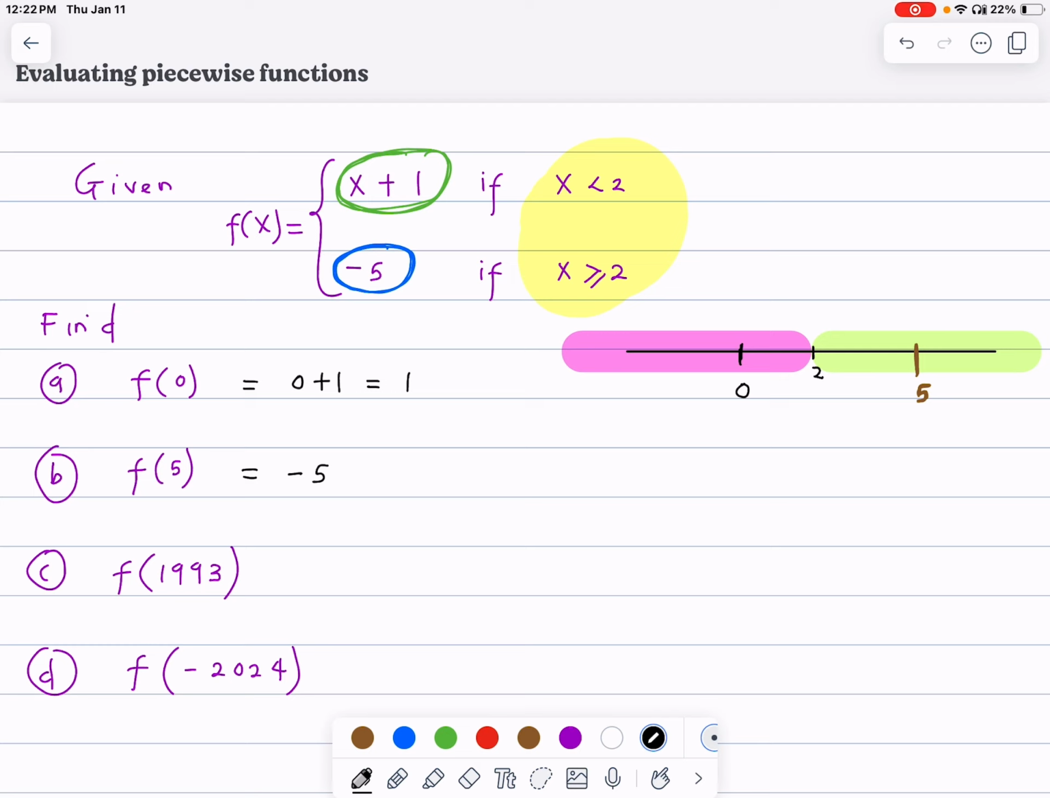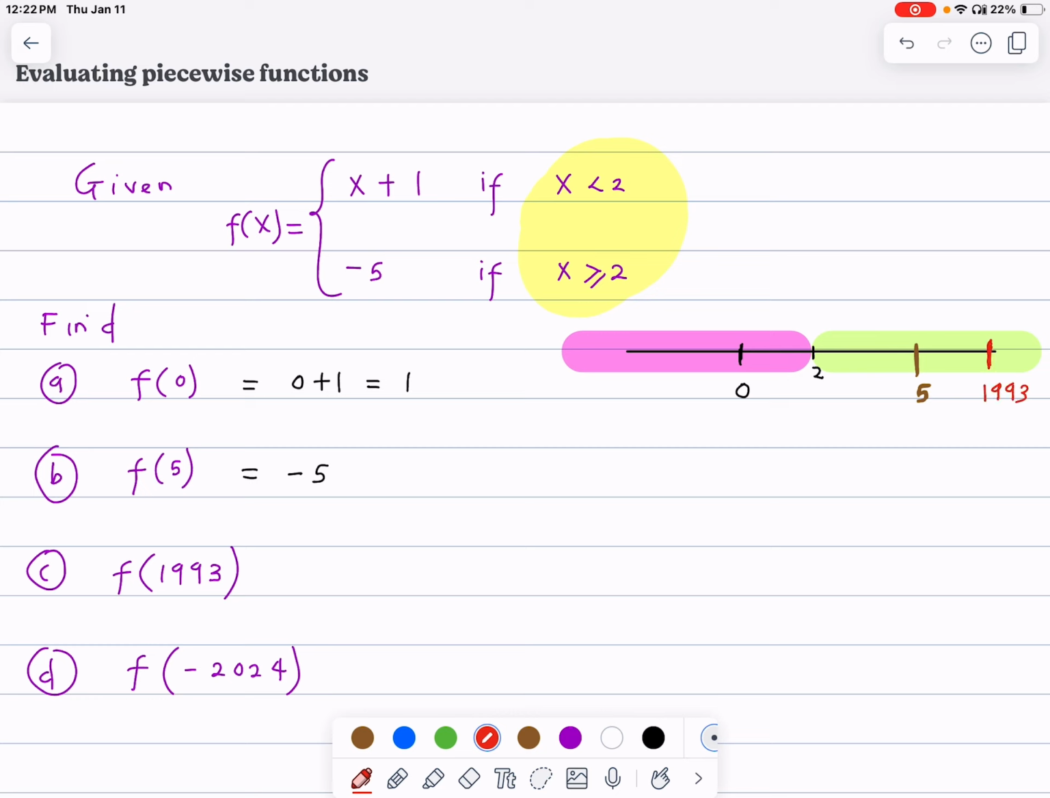Where does 1993 fall? Is it to the left of 2 or to the right of 2? Because that will determine what part of the function we are going to use. So 1993 is greater than 2, so 1993 falls to the right of 2. It is somewhere here.